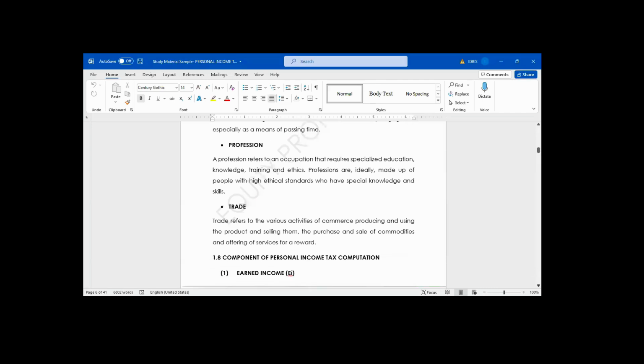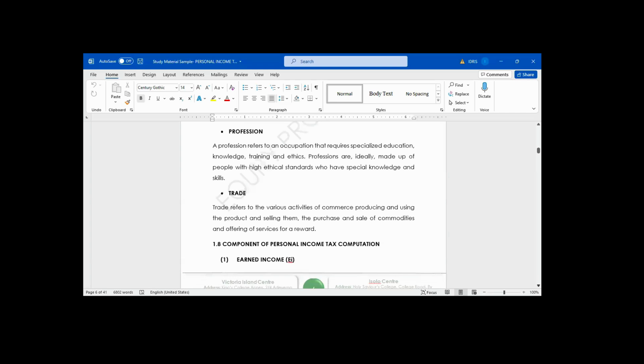Another one, what is trade? Trade simply means the art of what? Buying and selling. The art of exchange of goods and services between two or more persons. That is trade.